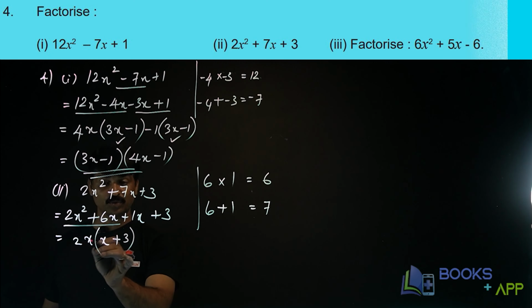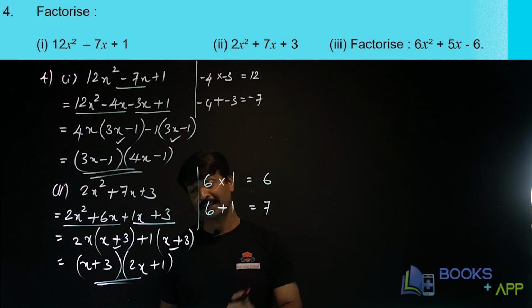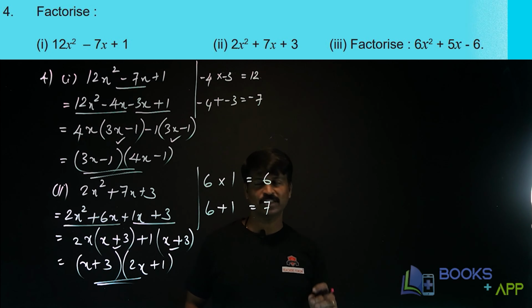Okay, now x plus 3 is common, that is taken outside. So what is remaining here? Yes, 2x is remaining. X plus 3 is taken outside. What is remaining? Plus 1 is remaining. So what we have done? We have factorized it. So we could express the given polynomial as a product of two factors. I think it is clear.